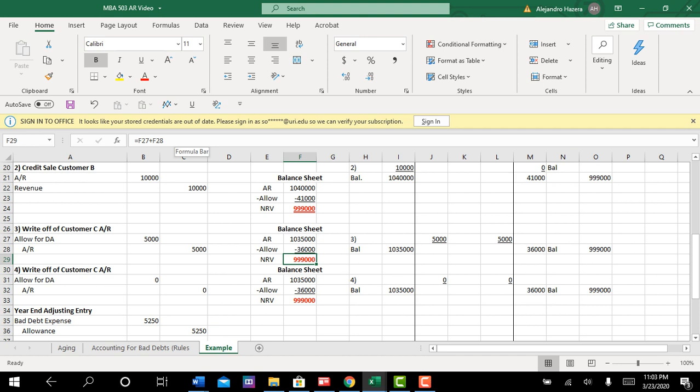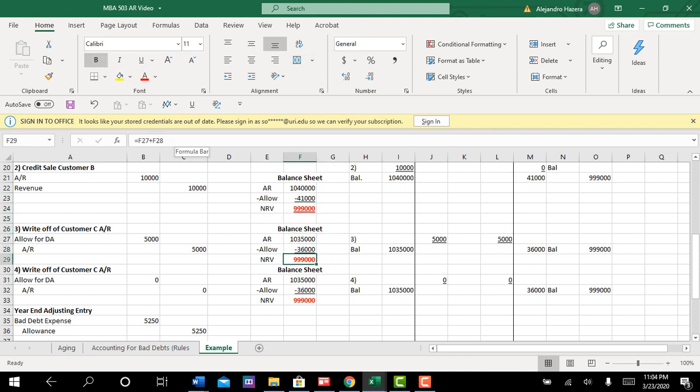The reason it doesn't change is because you're taking the same amount out of both the allowance for doubtful accounts and accounts receivable. So that's an important rule. Your allowance is going down, and it's going to need to be replenished sooner or later. That's going to be our adjusting entry. But the basic rule for write-offs is debit the allowance, credit accounts receivable. The same amounts come out of both, so the net amount doesn't change. The net realizable value stayed the same.